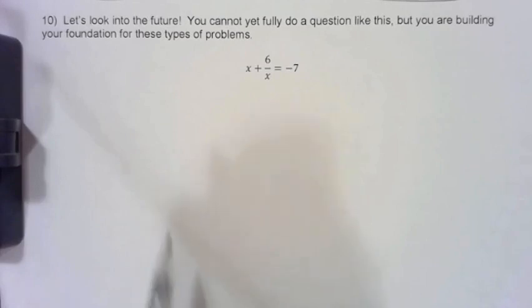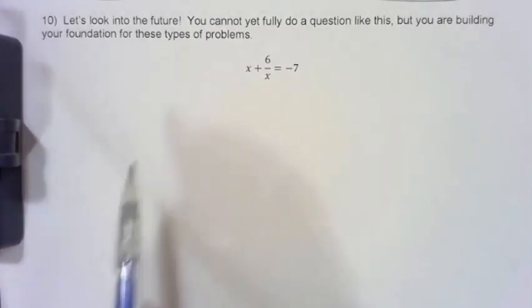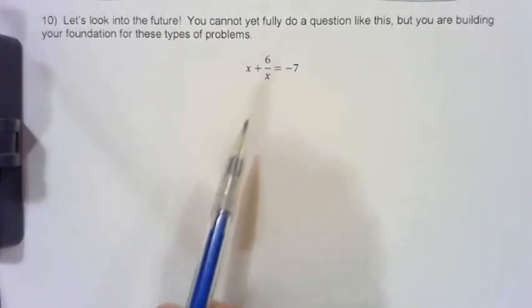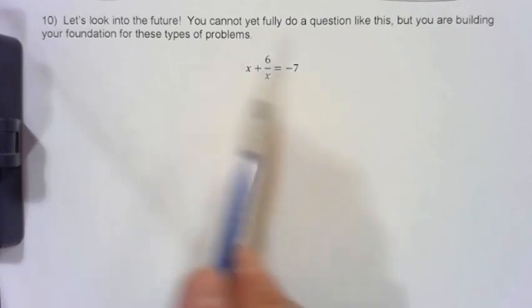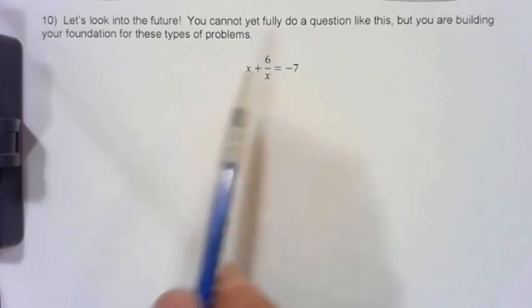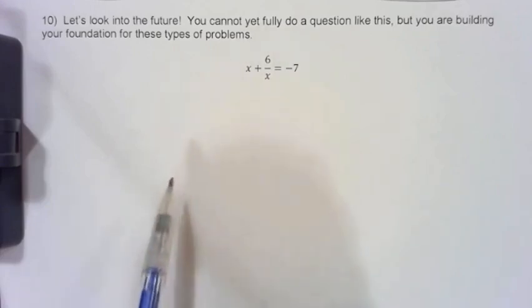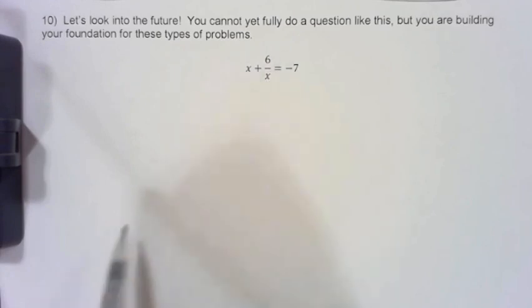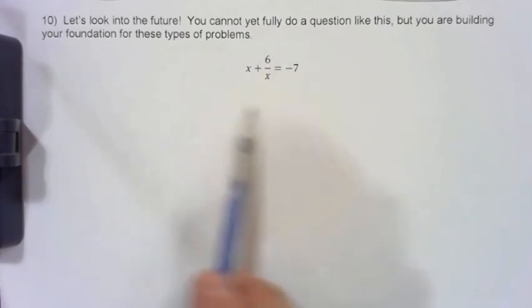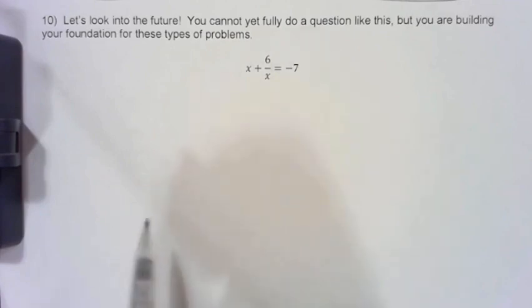In this example, we're going to take a look into the future. You cannot fully do a question that looks like this, but you are building the foundation to these types of problems. This is the equation that you would actually see in algebra next year. It says that x plus 6 divided by x equals negative 7. The process here would be the same as what we've been doing all video long.